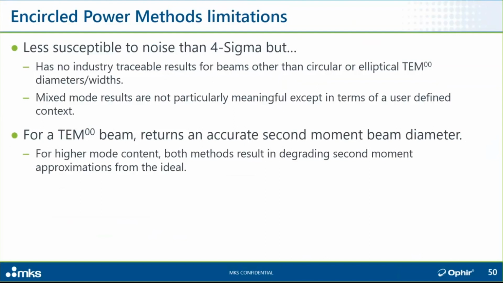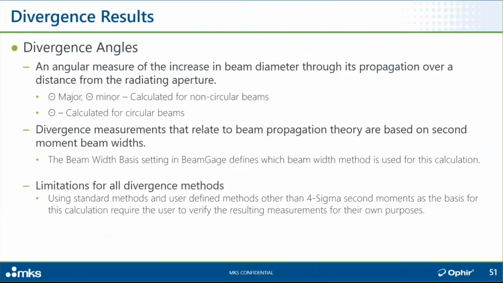So in a case where you can't really get rid of noise near the wings and the force sigma is blowing up a little bit, these methods can be a good alternative. But as the mode content increases, both of these methods result in a degraded measurement from ideal. Is NanoScan only good for a TEM00 beam? No. It's just you need to be careful.